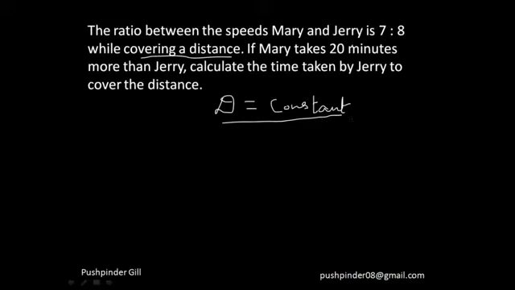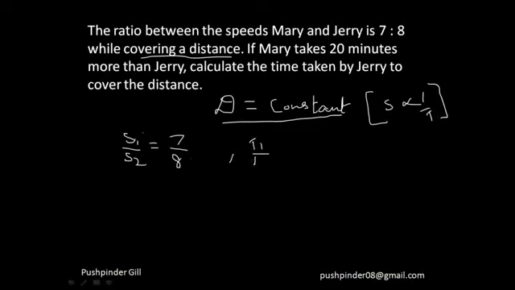So distance is constant, and the ratio of their speeds, let me call it S1 by S2, is equal to 7/8. Guys, when distance is constant, we know that speed is inversely proportional to time. So if the ratio of the speed is 7/8, the ratio of their times would be 8/7. That would be the reciprocal of that. Why? Because they are inversely proportional to each other. Now this is the speed of Mary and this is the speed of Jerry, right?